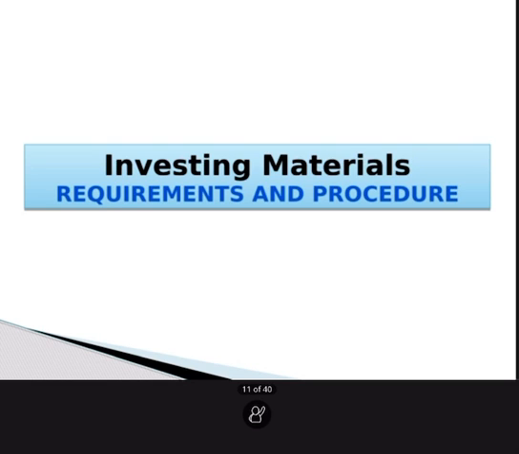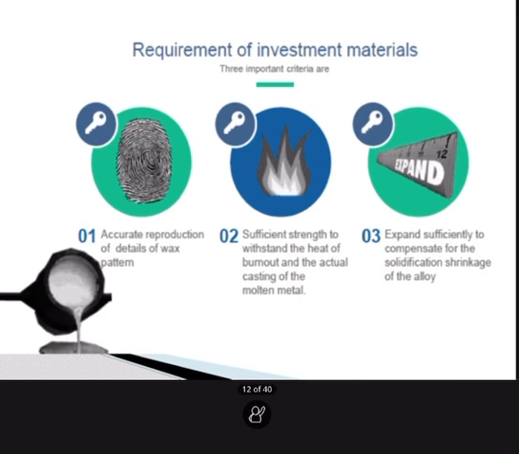And I told you, when you have done your wax pattern, your first procedure is to sprue your wax pattern, and then you have to do the investment material. So what are the requirements and procedure for the investment material? There are three requirements for the investment materials. First, it should give accurate reproduction of the details of the wax in your investment material.